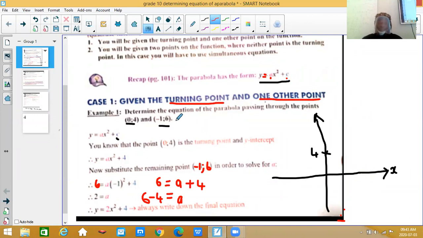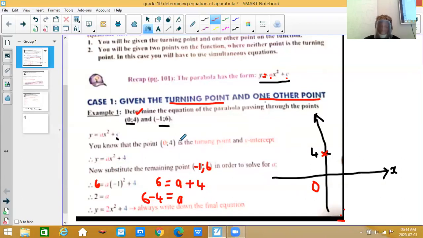Now, in order for you to see which one is the turning point, in this case, you are given 0, 4 and -1, 6. Which one is the turning point? The turning point is that number whose x-coordinate is 0. Which one of the two has the x-coordinate equal to 0? The first one. So we automatically know this is our turning point. Along the x-axis it is 0, along the y-axis it is 4. That is where we have our turning point, right?